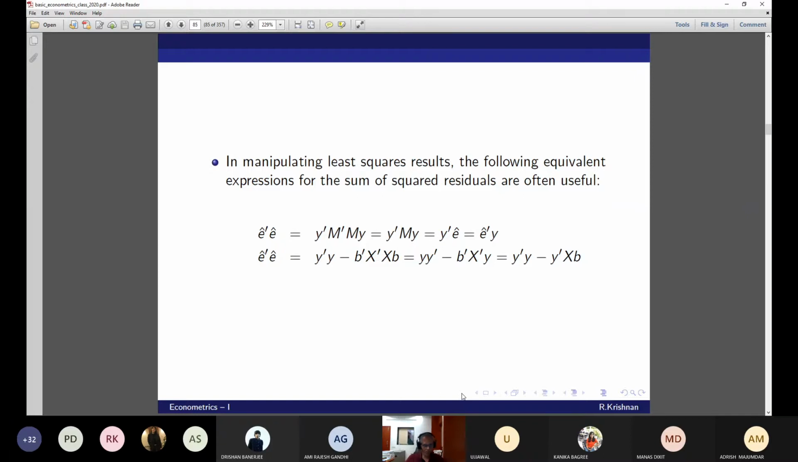In manipulating least squares results, the following equivalent expressions for the sum of squared residuals are often useful. You don't know when you will be using it, but it's good to have it. You can easily check that these two expressions are in fact true.